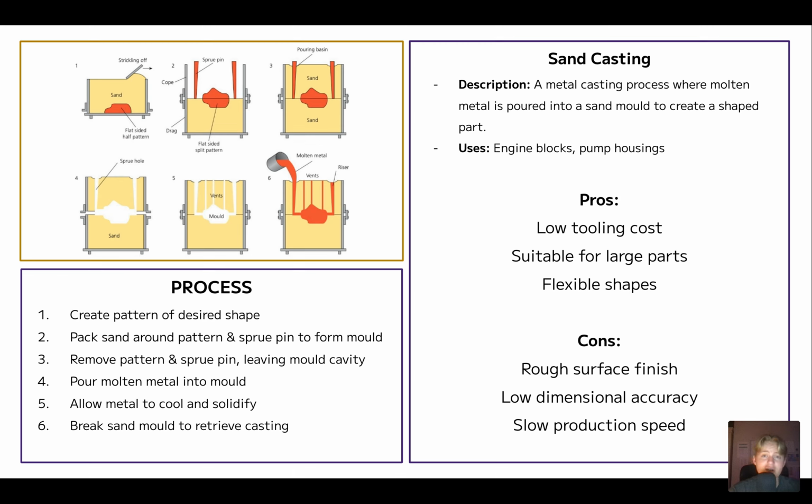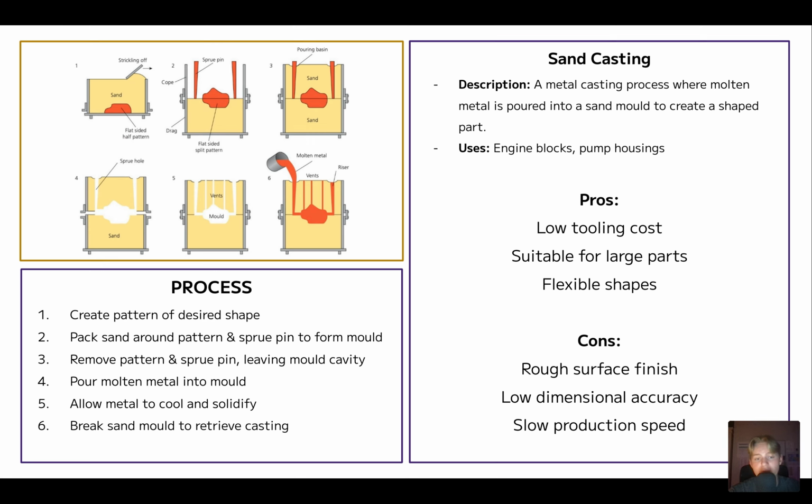The process you'd have to describe in your exam would be that the pattern is created of the desired shape, for example an engine block. And then the sand is packed around the pattern and a sprue pin is used to form the mold. So a sprue pin is allowing us to pour the material in. We then remove the pattern and the sprue pin, leaving the mold cavity, and we can pour our molten material into the mold through the gap left by the sprue pin.